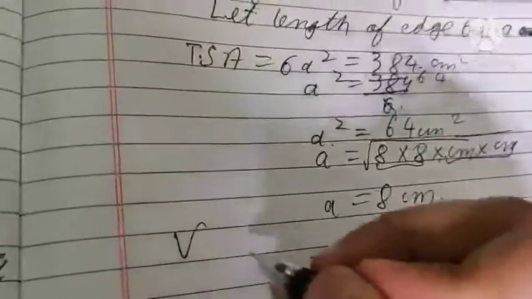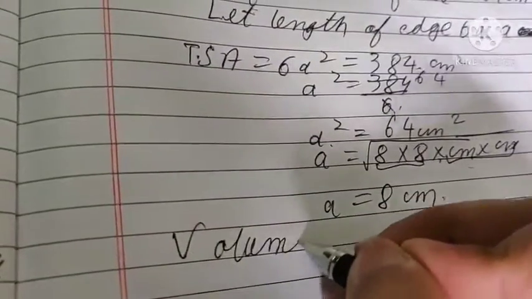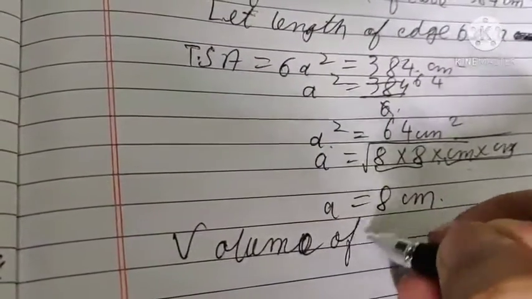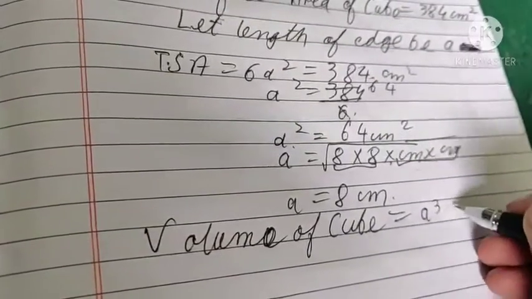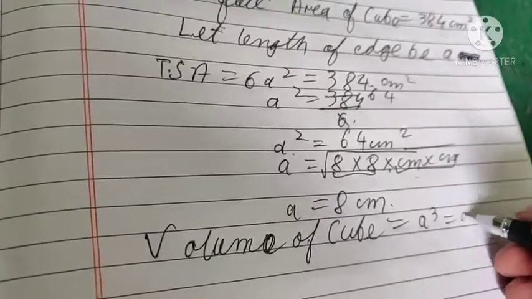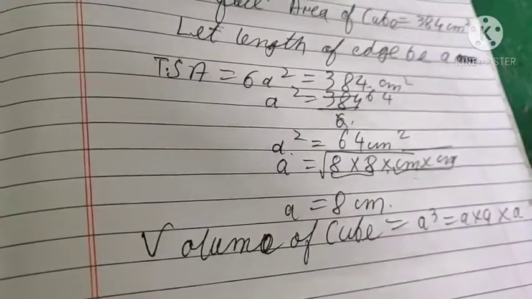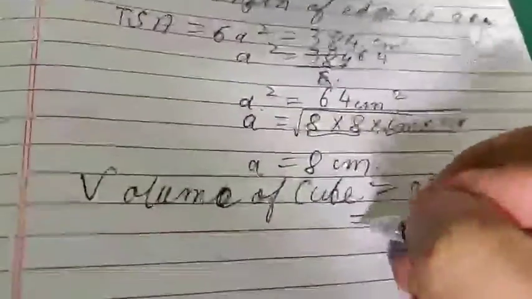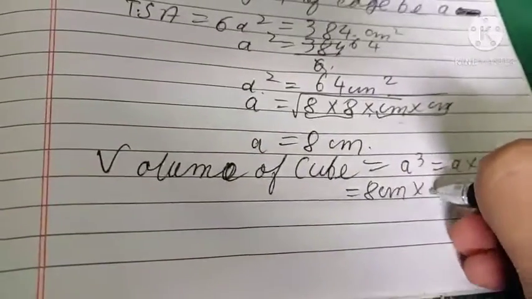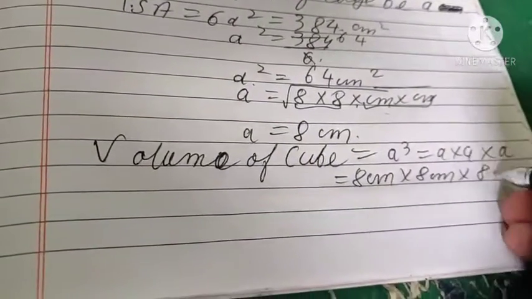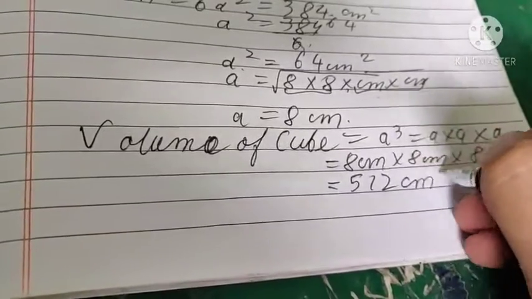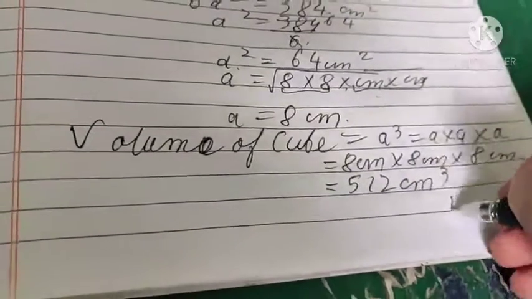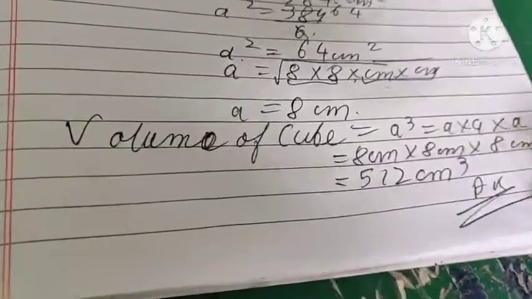Now volume of cube is equal to a cube, that is side into side into side, a into a into a, that we have gone through in the last exercise. 8 centimeter into 8 centimeter into 8 centimeter. So 8 into 8 into 8 is 512 centimeter cube. This is the volume of the cube. This is our answer.